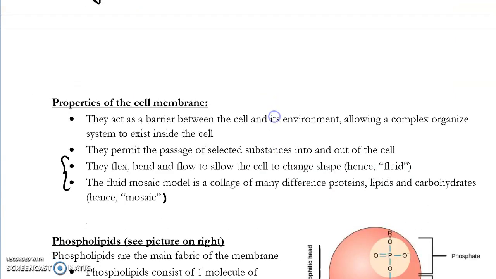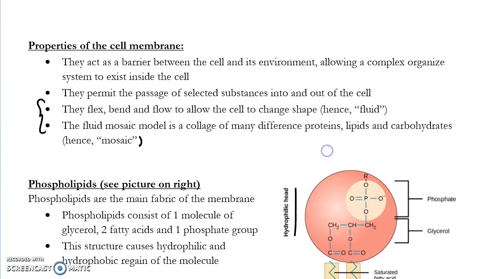So, as you all know, the cell membrane is important as it acts as a barrier between the environment of the inside and the outside of the cell. The first two points are generally review, but these points that I've highlighted here, this is the new part that you likely haven't talked about yet. Why is it called fluid?